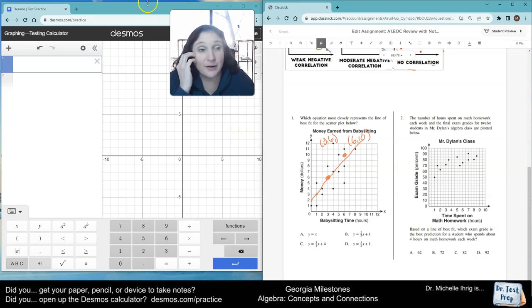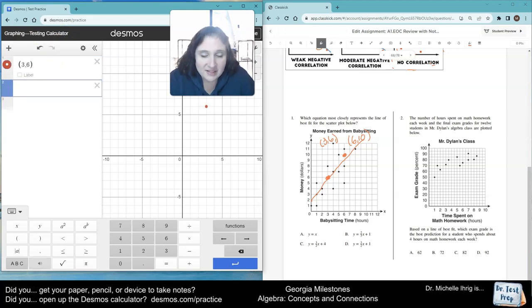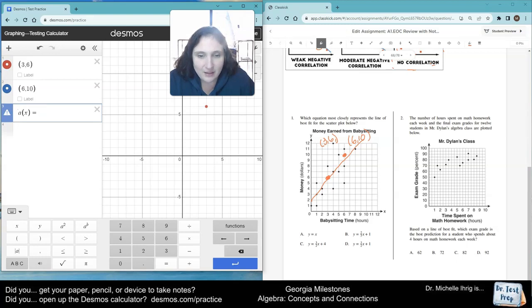Now, what I'm going to do for my graphing calculator is I'm just going to type in (3, 6) and (6, 10). You could have picked other points. I just picked a point kind of on the low end and kind of on the high end. Then I'm just going to type in each of these equations. I've got choice A, y equals x. Well, that doesn't go near those points, so that's probably not it.